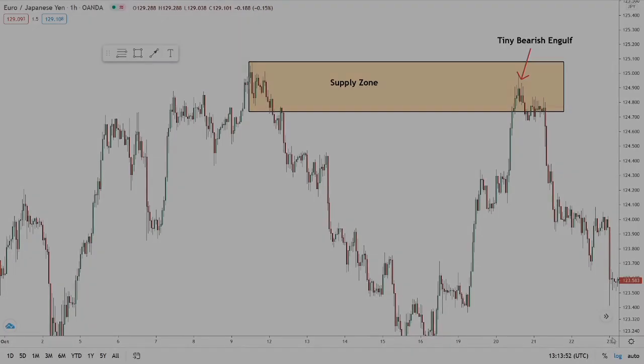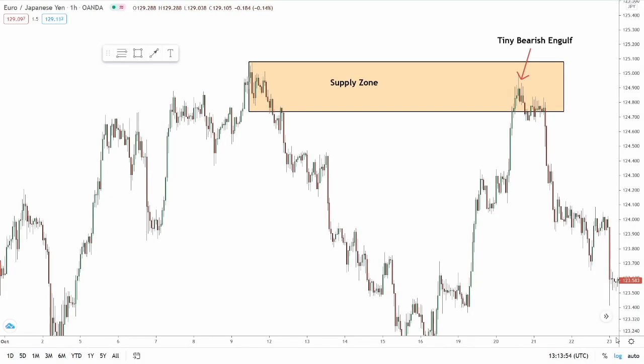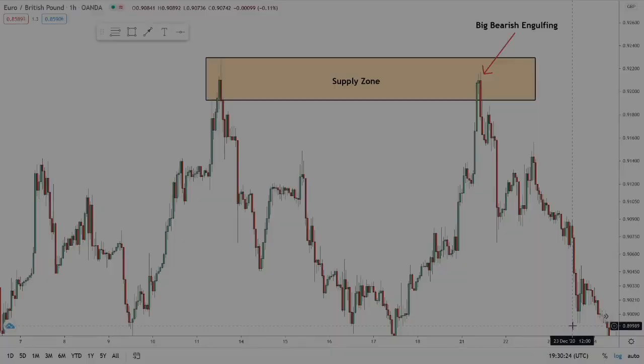Take a look at this engulfing pattern. Overall, this bearish engulf is small. It's made up of two tiny candlesticks. Being so small means that whatever the banks did to create this pattern isn't that significant, hence why it's so small. Now compare that with the engulf over here.